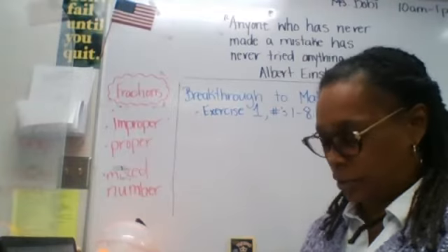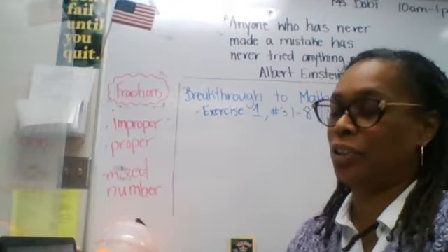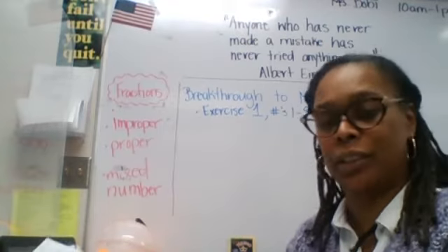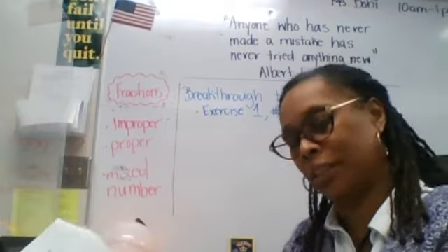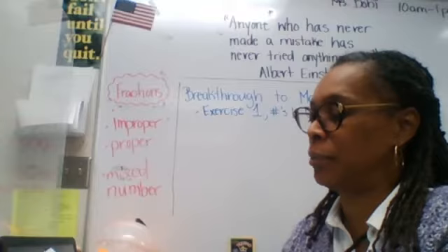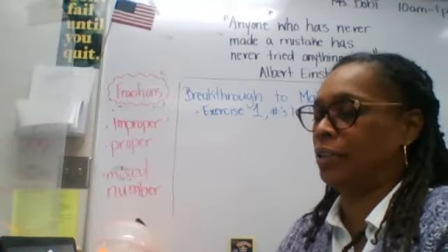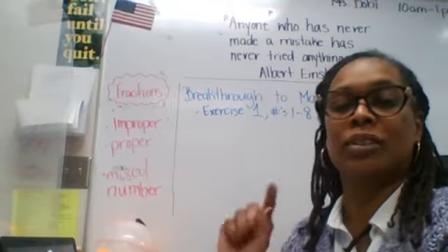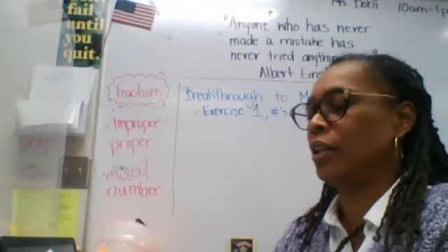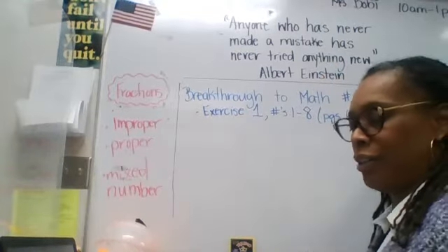So the first section on page 7, adding fractions with the same denominator. Yes, I'm going to read this because many of you are skipping this section. Fractions with the same denominator, which is the bottom number, are easy to add. Just add the numerators, which is the top number, then put the total over the denominator. So what are they talking about?